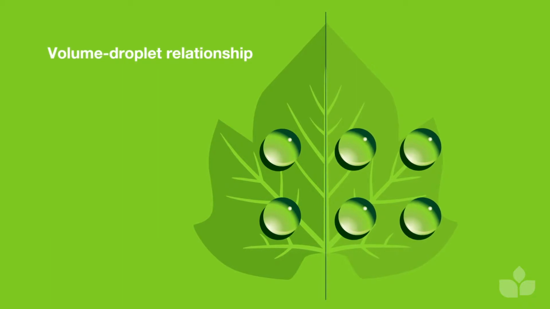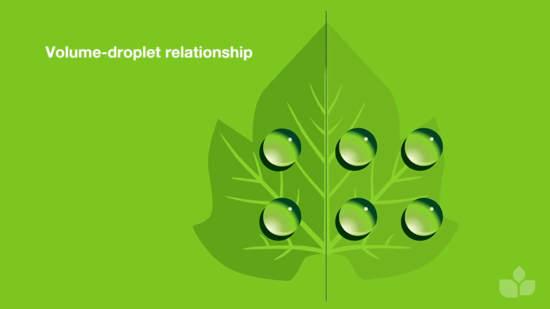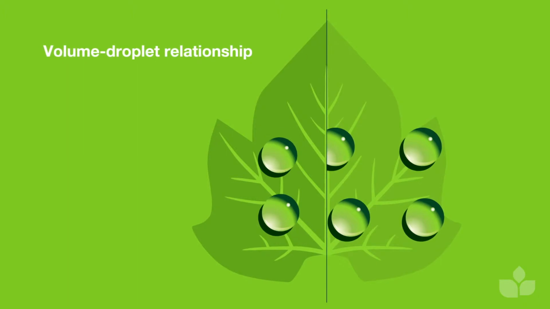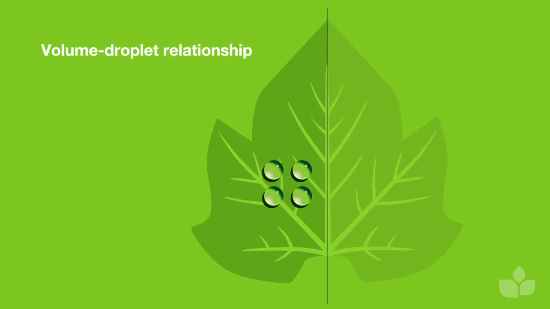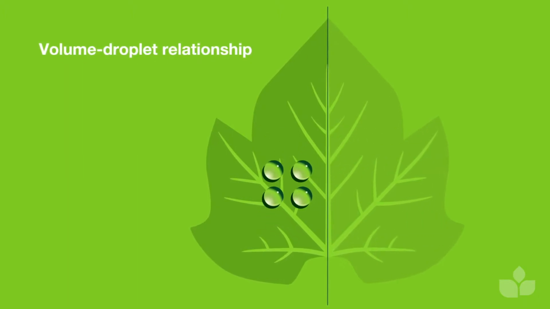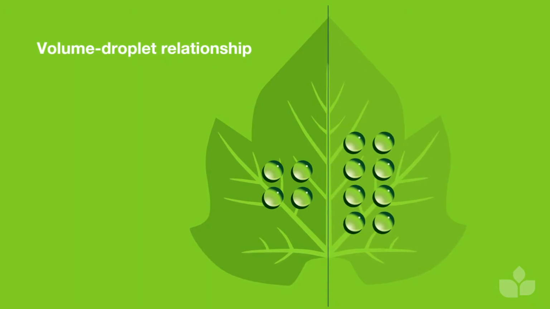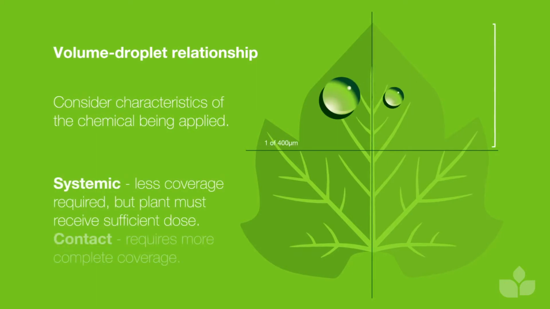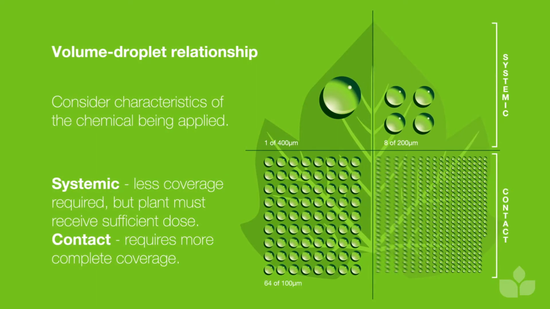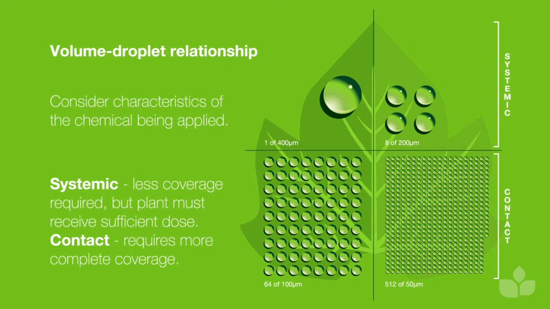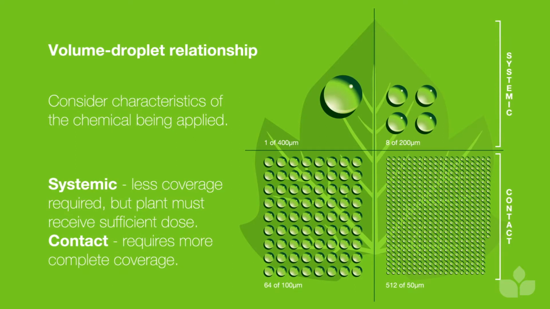Factors like ground speed can have a significant impact on the number of droplets being applied to a given area. If we double the spray volume by halving the ground speed, we increase the number of droplets by a factor of 2. Knowing the modes of action for the crop protection product you are spraying is also a critical factor in understanding the importance of droplet size and coverage.